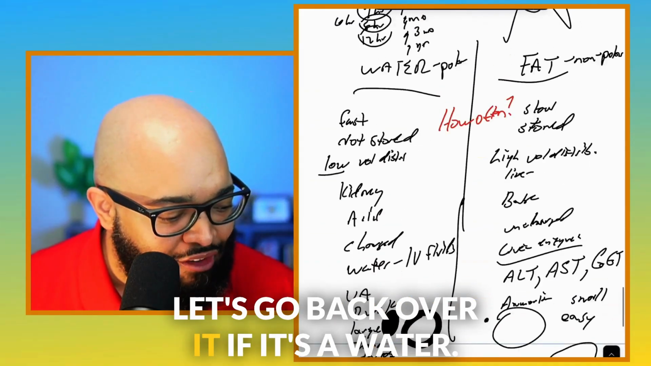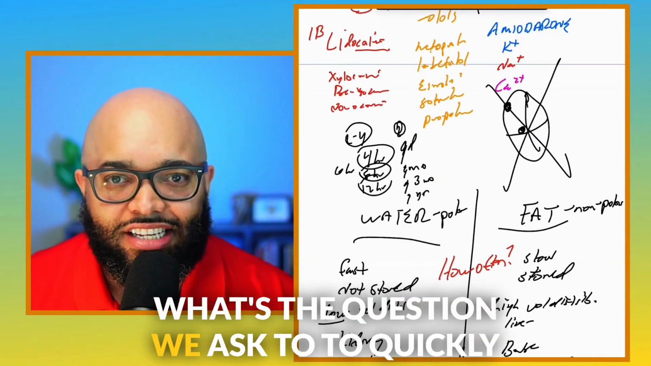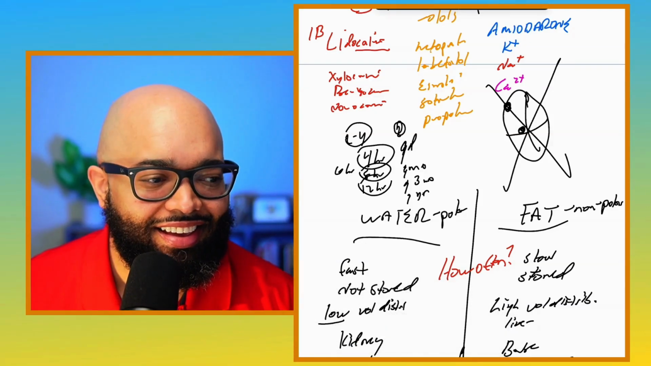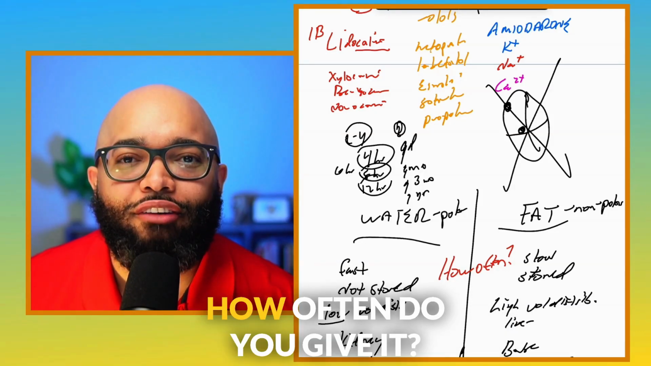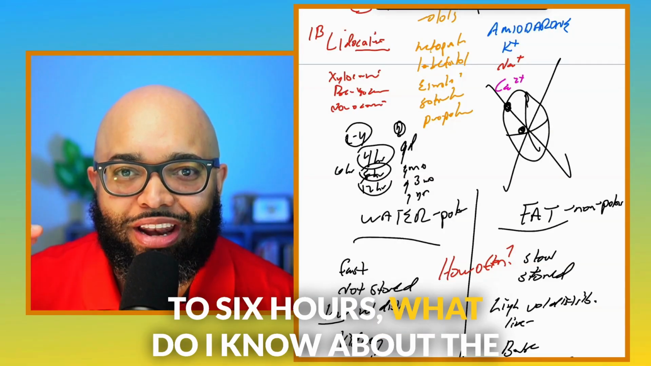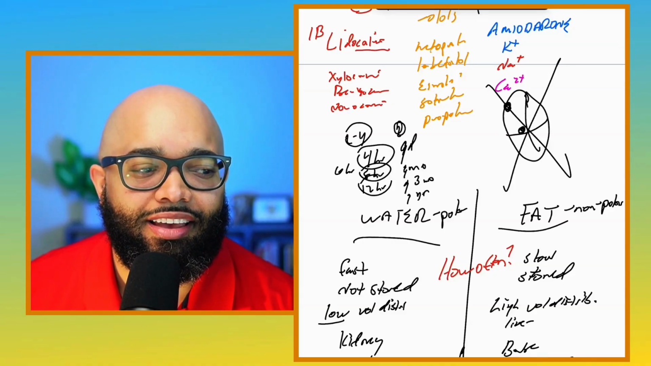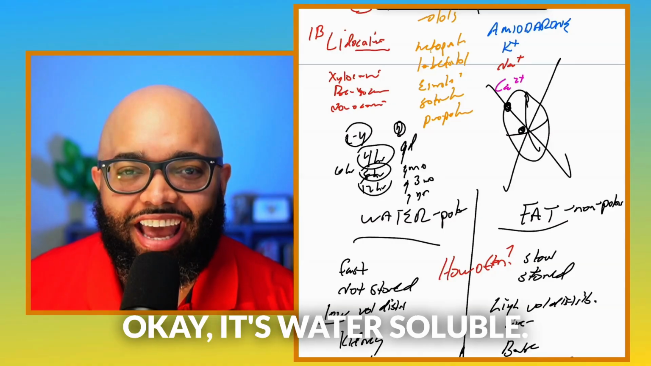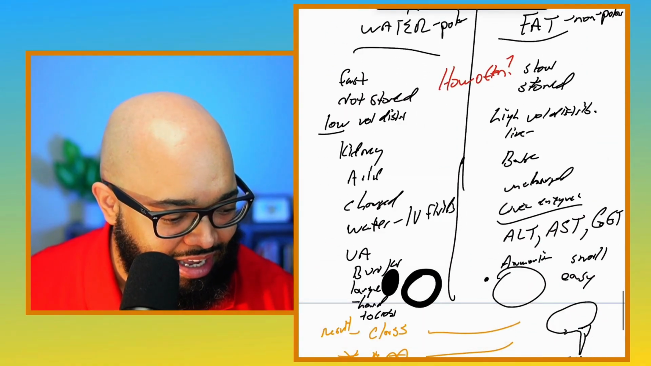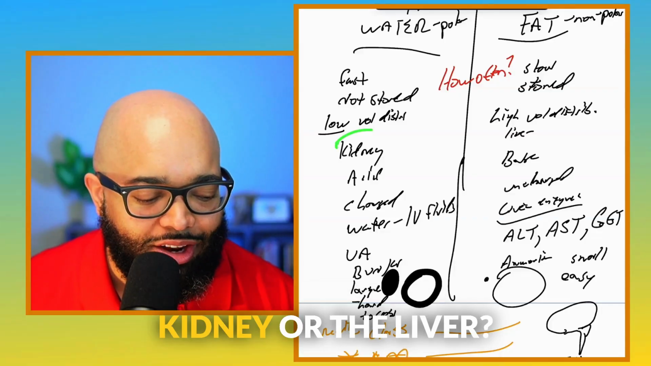Let's go back over it. If it's water soluble, what's the question we ask to quickly categorize every drug? How often do you give it? If they say this drug is given every 4 to 6 hours, what do I know about the drug immediately? Okay, it's water soluble. Is it going to be charged or uncharged? Let's look at the list. It's going to have a charge. Is it going to be metabolized by the kidney or the liver?